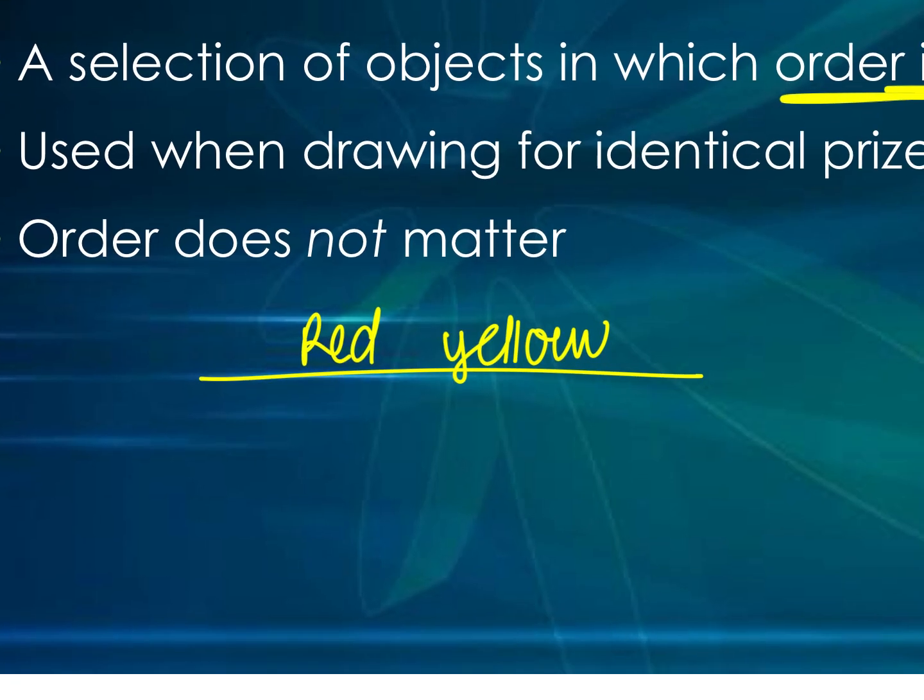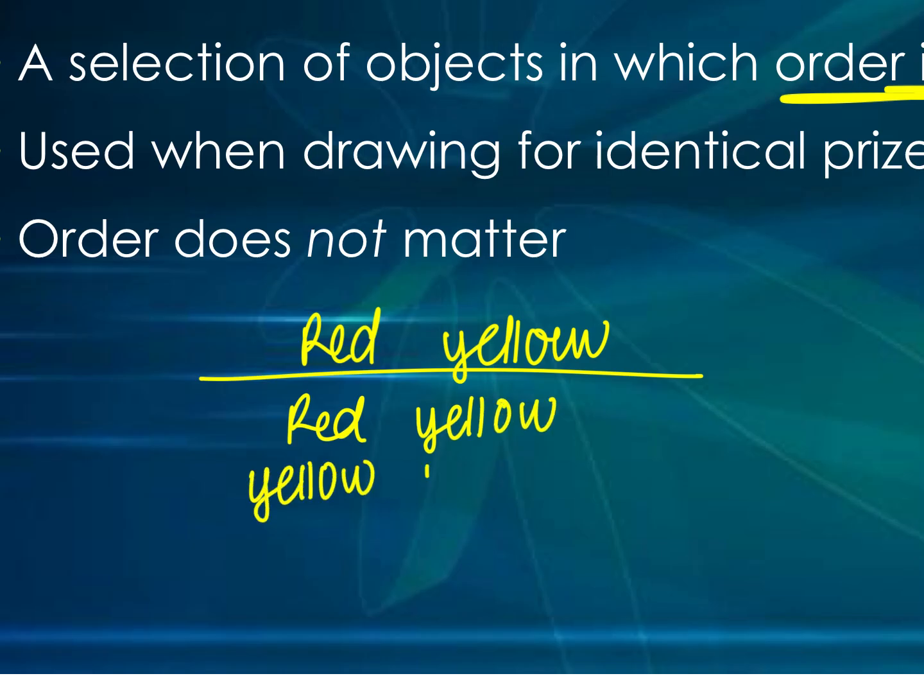What does it mean by order is not important? I'm going to first give you an example of permutation. Permutation, order does matter. So red, yellow is one order. Another order is going to be yellow, red. This is specifically permutation.